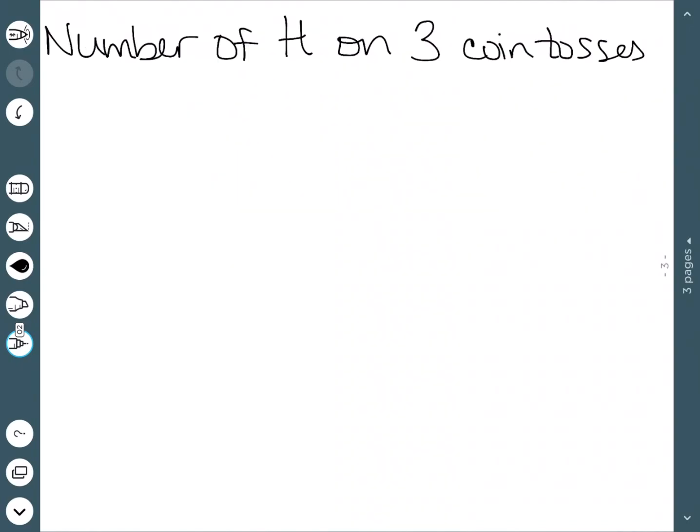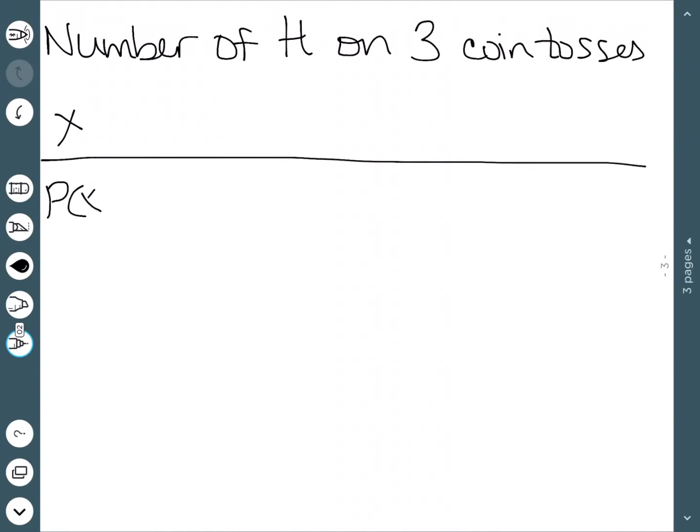My next one, I want to look at the number of heads on 3 coin tosses. I need to have a discrete variable, so I need to be able to count this. So in my case, on my 3 coin tosses, I'm going to count the number of heads. I have X and P of X. And now I can think of how many possible heads I could get. I could get 0, 1, 2, or all 3. Now we have to think of the probabilities.